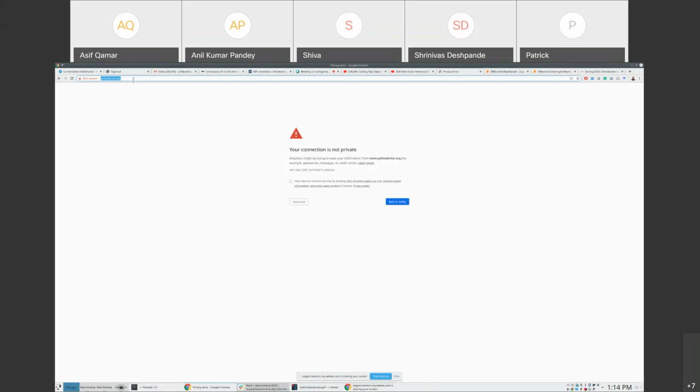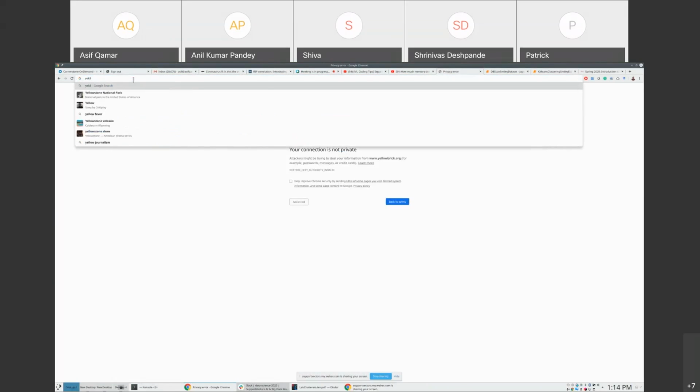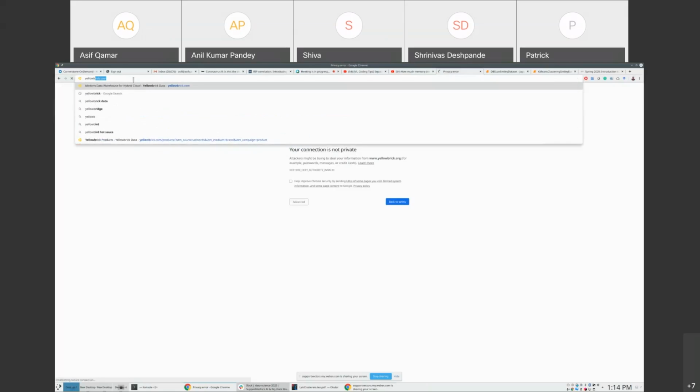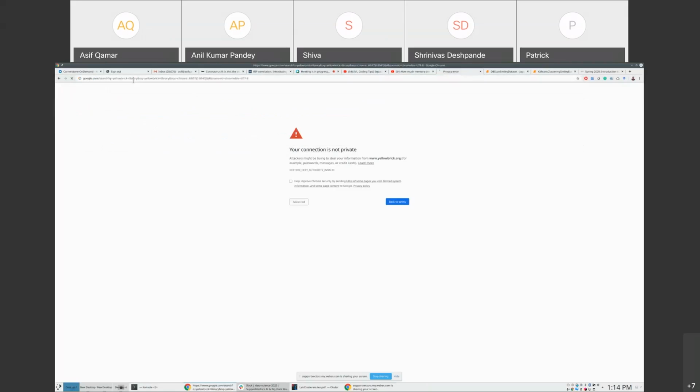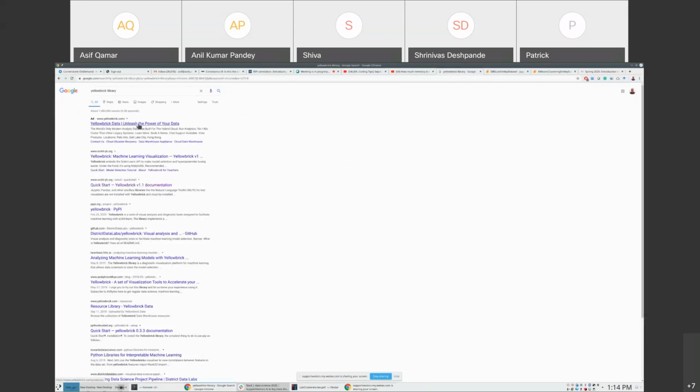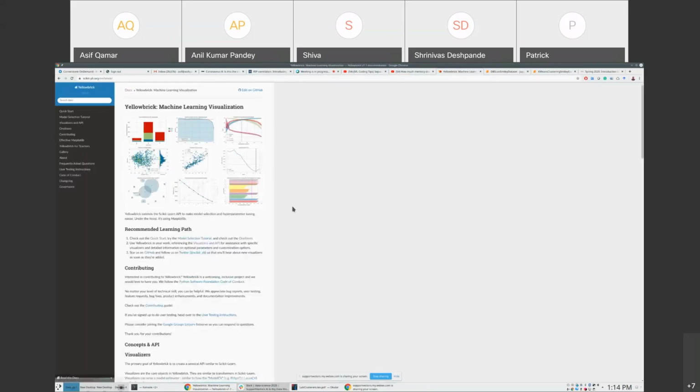Okay, here it is. This is the Scikit Yellow Brick. By the way, these links are there in the document that I have, right? If you go to the end, you'll find all the important links.